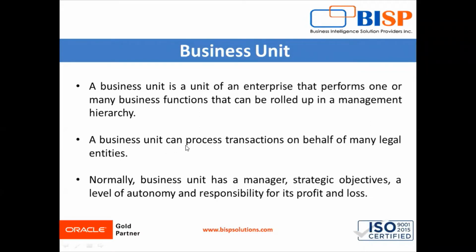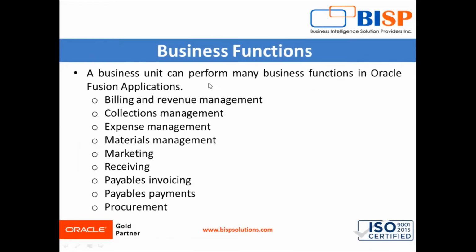A business unit can process transactions on behalf of many legal entities. Normally, a business unit has a manager, a strategic objective, a level of autonomy, and responsibility for its profit and loss. Roll business units up into your division if you structure your chart of accounts with this type of hierarchy. Business units process transactions using reference data sets that reflect your business rules and policies and can differ from country to country.